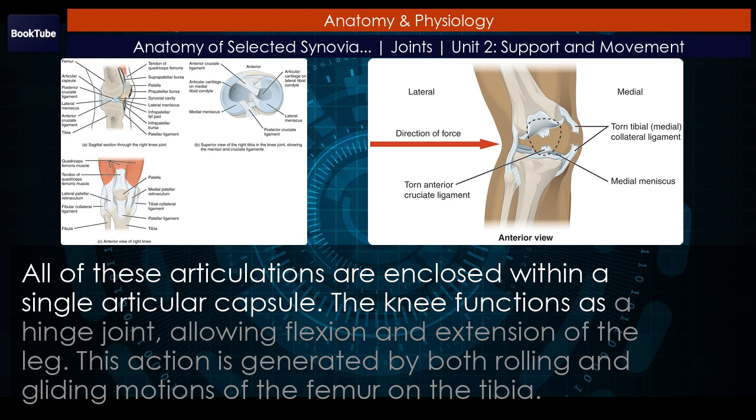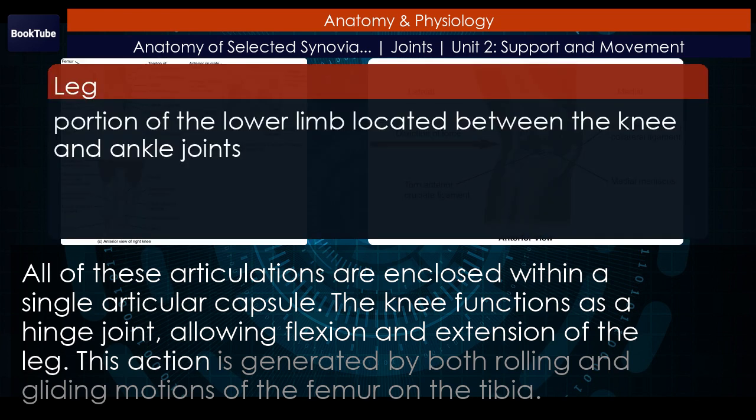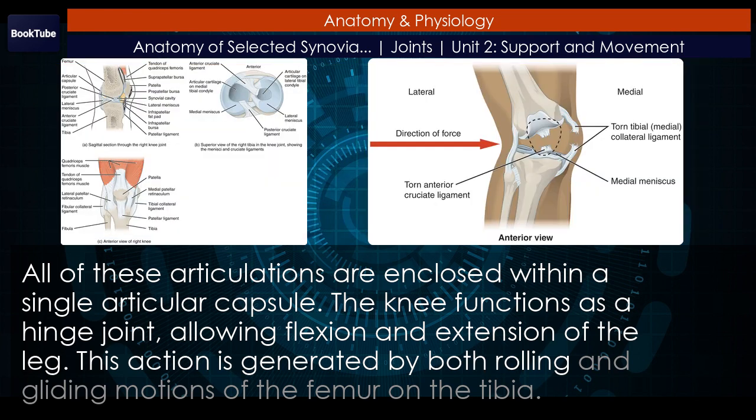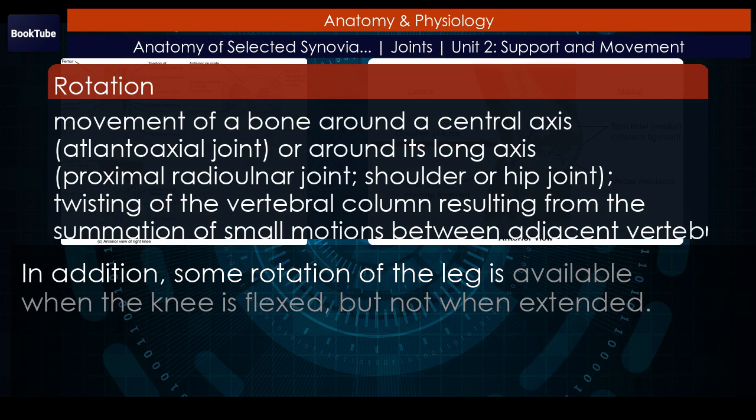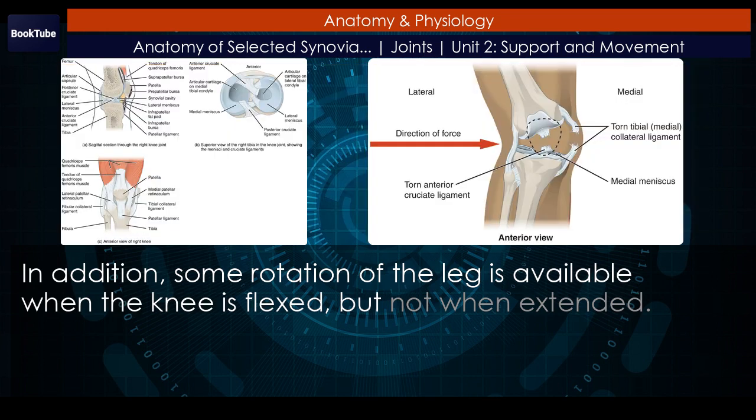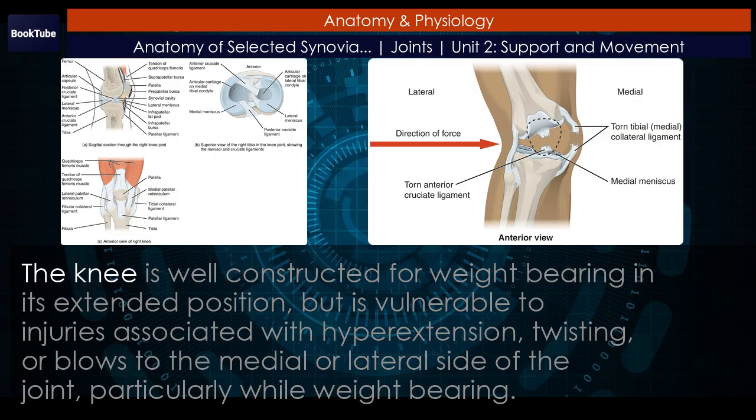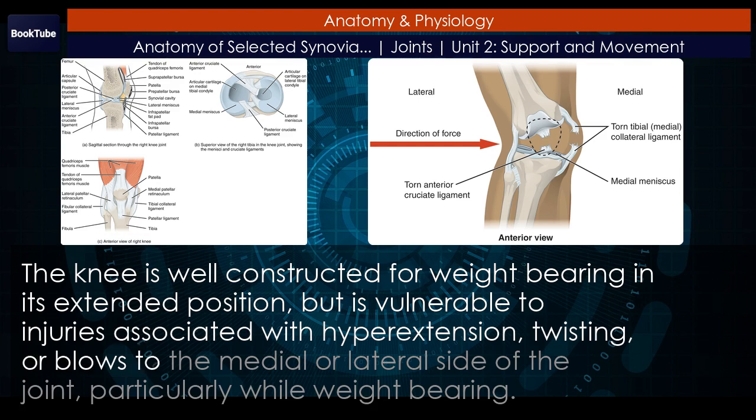The knee functions as a hinge joint, allowing flexion and extension of the leg. This action is generated by both rolling and gliding motions of the femur on the tibia. In addition, some rotation of the leg is available when the knee is flexed, but not when extended. The knee is well constructed for weight bearing in its extended position, but is vulnerable to injuries associated with hyperextension, twisting, or blows to the medial or lateral side of the joint, particularly while weight-bearing.